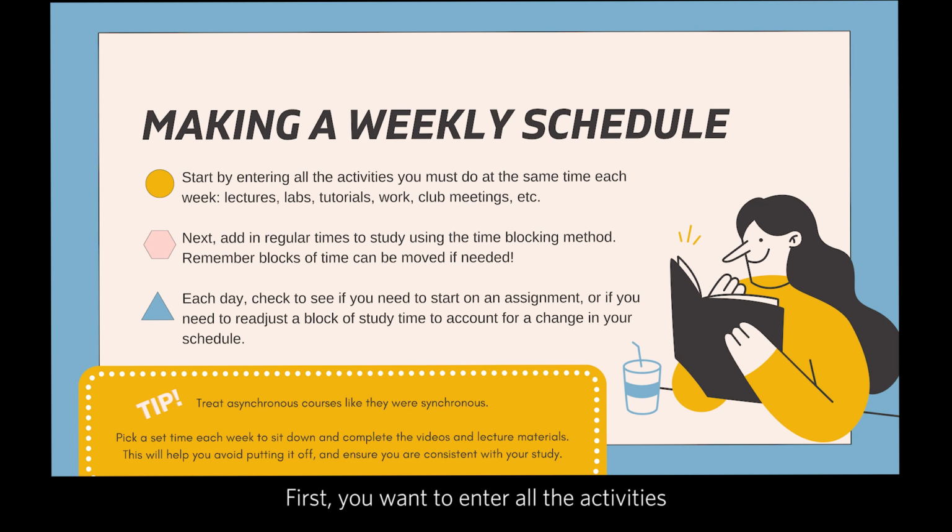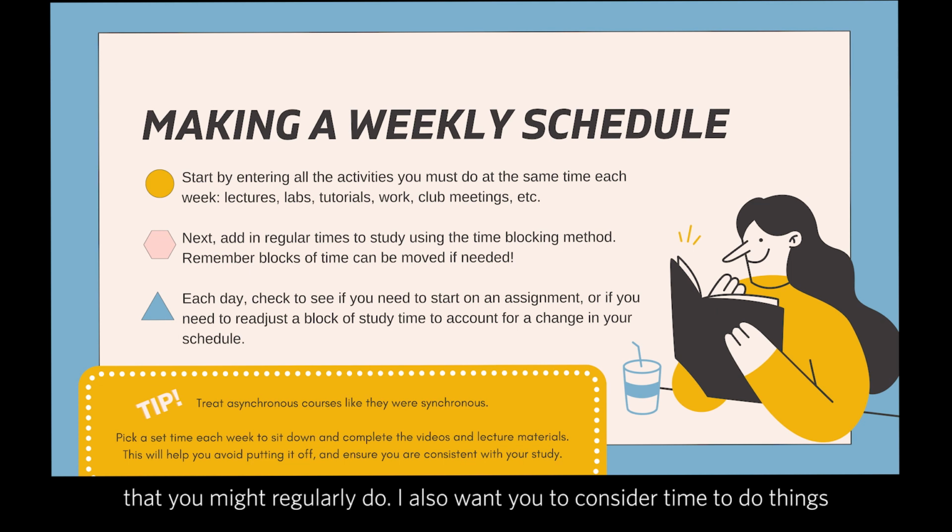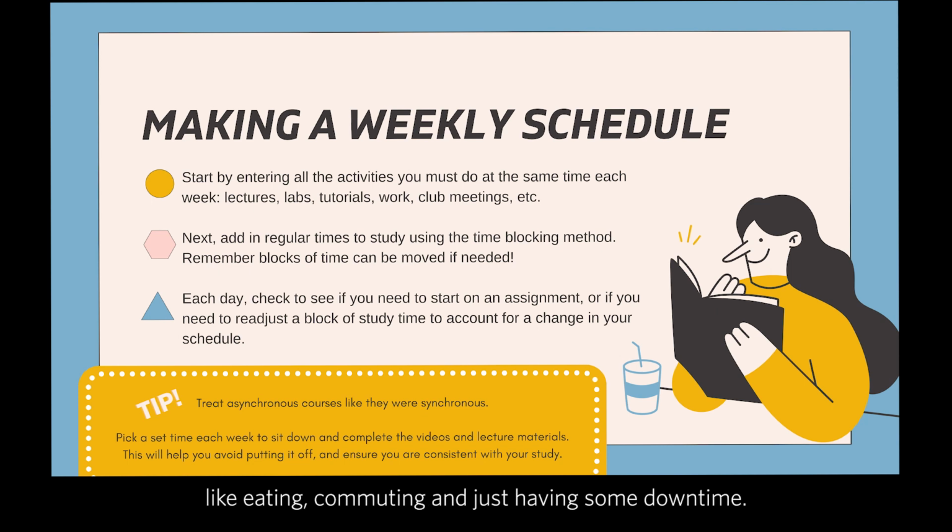First, you want to enter all the activities you must do at the same time each week. So this includes your lectures, your labs, and tutorials, but it also includes work commitments, club meetings, volunteering, and any sports or other activities that you might regularly do. I also want you to consider time to do things like eating, commuting, and just having some downtime.